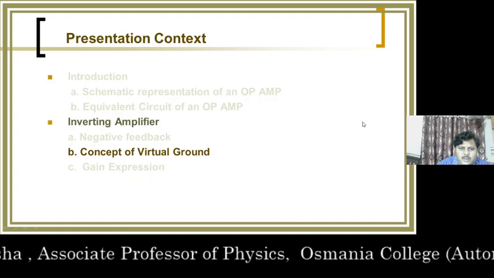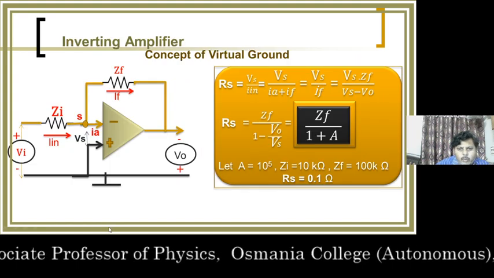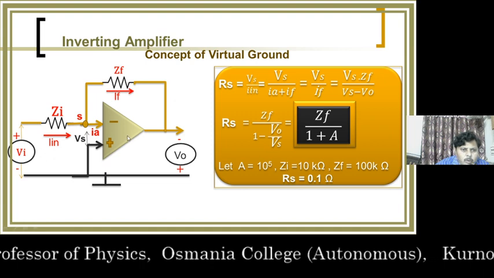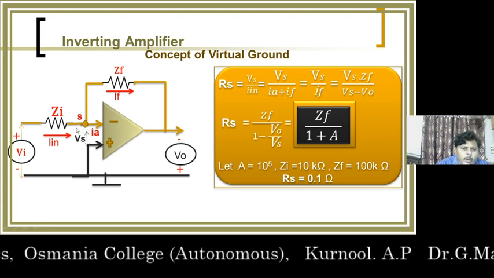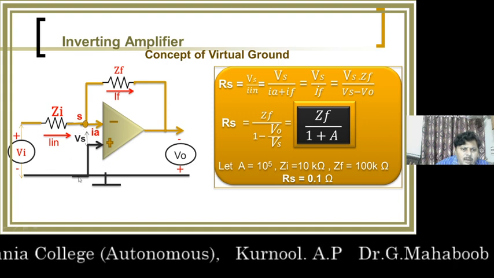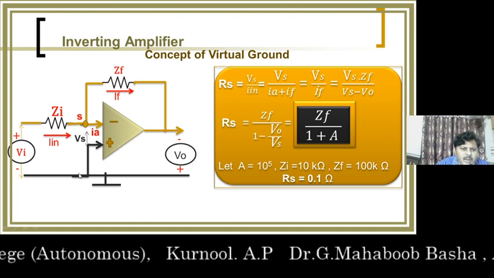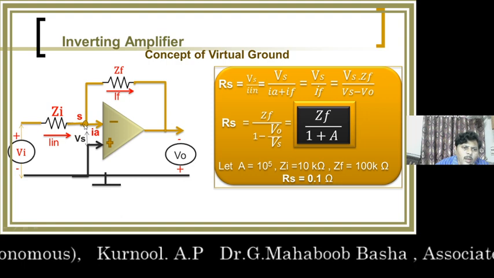The point S is also called virtual ground. Why is it called virtual ground? Let us see. If we calculate the effective impedance between point S and ground, we will be able to understand why point S is called virtual ground.